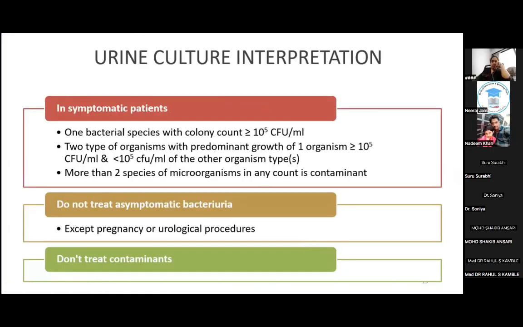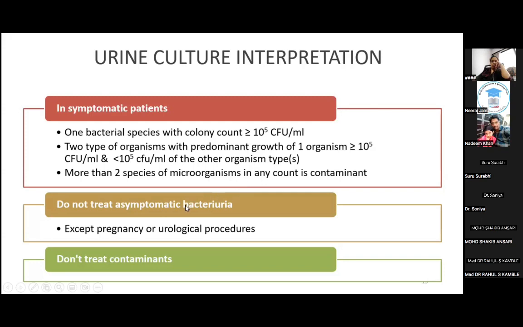Similarly, for urine cultures, in symptomatic patients, only the urine cultures are significant. That too, only one bacterial species with a colony count of more than 10 to the 5. If there are two types of organisms, then one predominant growth of one organism should be more than 10 to the 5. If more than 2 organisms, then it's a contaminant, as said earlier.